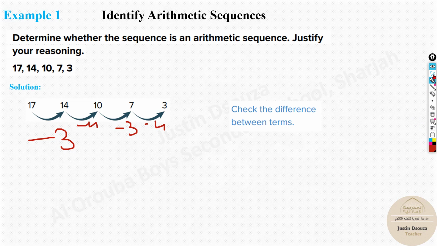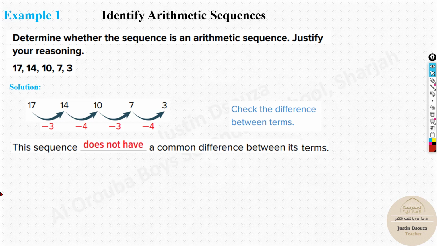No, this is not helping us. Why? Because it must be the same common difference. Is it the same common difference throughout? No, it varies, right? It changes. -3, -4. In such a case, we say no, this is not an arithmetic sequence. It does not have a common difference, therefore it is not an arithmetic sequence.